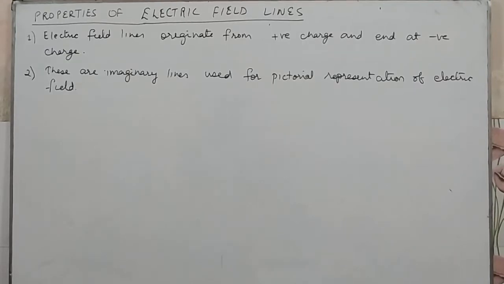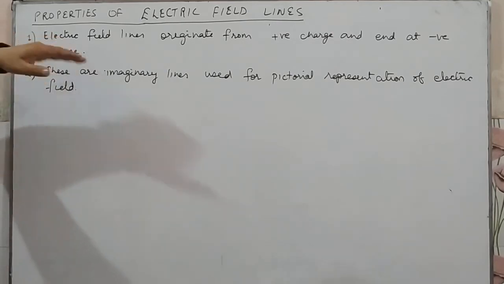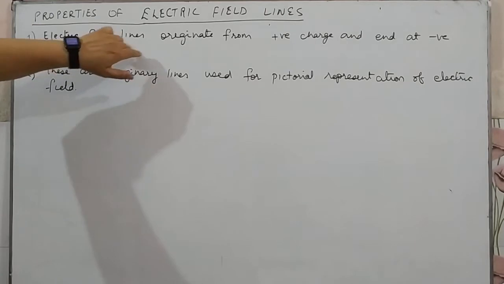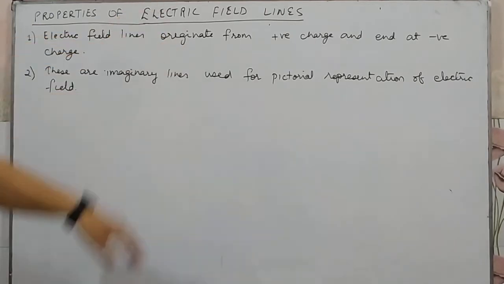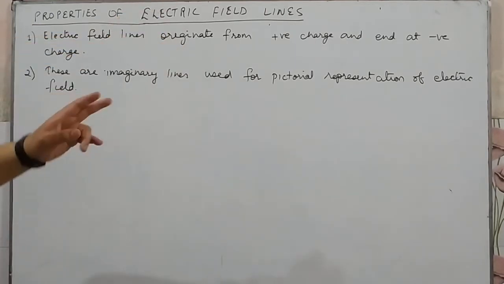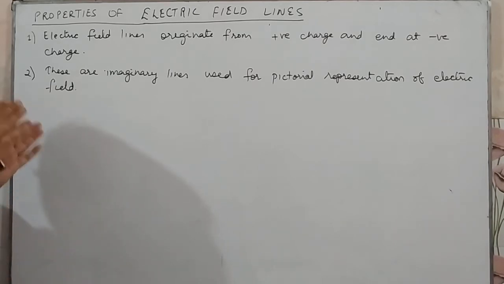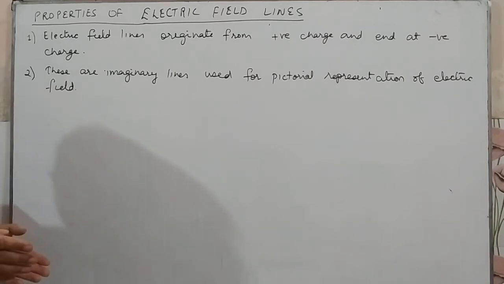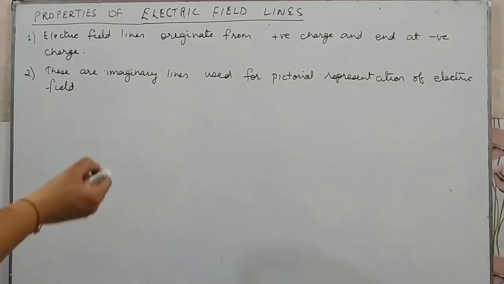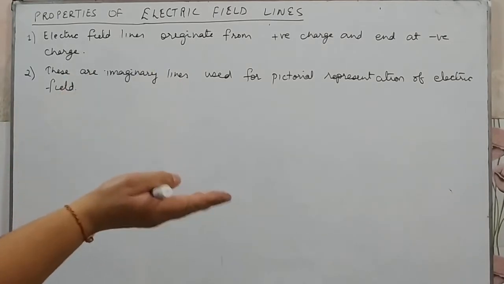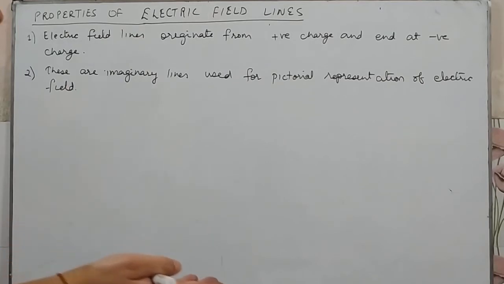So first two properties we'll discuss. First property: you can see in the diagrams, the electric field lines originate from the positive charge and end at the negative charge. You have seen the diagram in which we had a positive charge and a negative charge. In that system of charges, the electric field lines were coming out of the positive charge and ending at the negative charge.